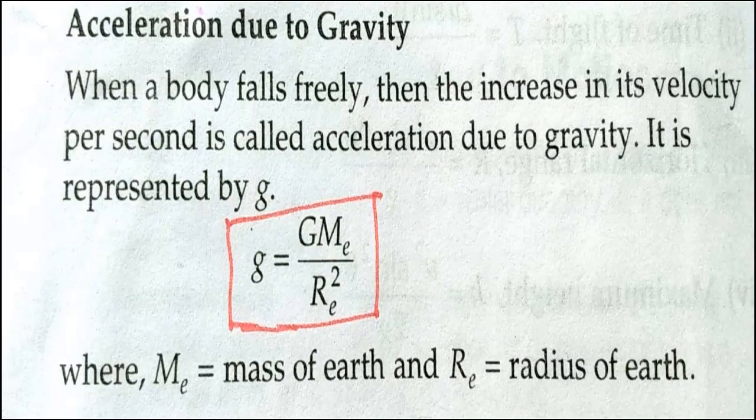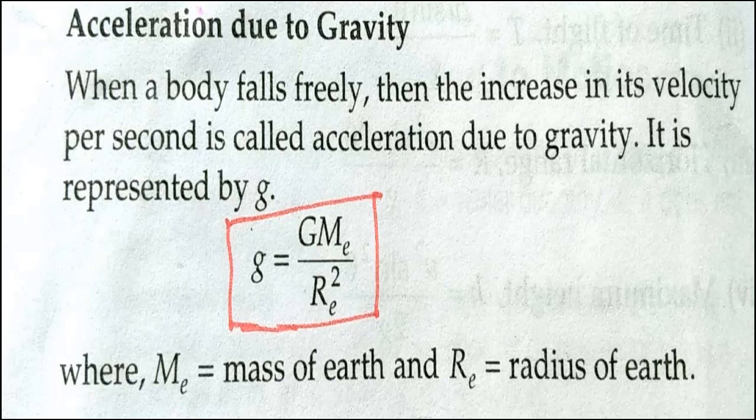Acceleration due to gravity. When a body falls freely, then the increase in its velocity per second is called acceleration due to gravity. It is represented by small g.